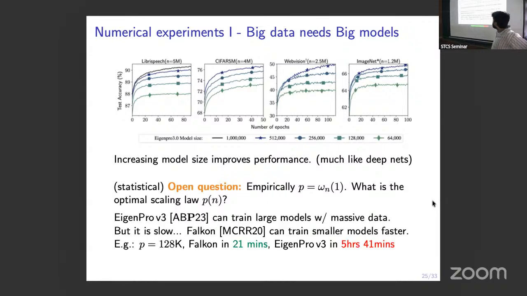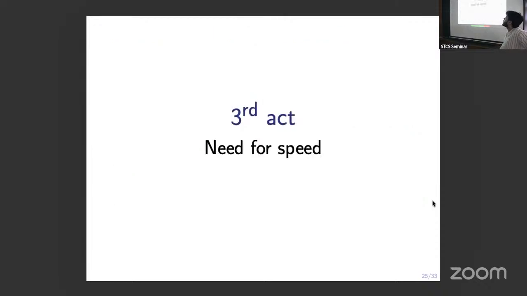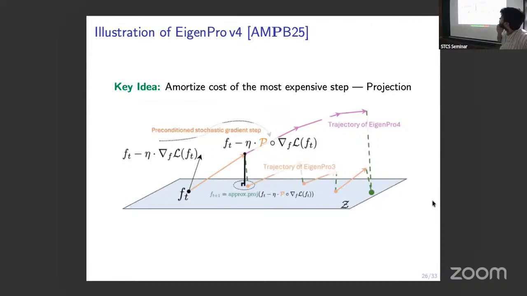We are now at a point where EigenPro version 3 can train models which are very large. But for smaller models, Falcon is still a better algorithm. Just for some numbers, when the model size was 128, Falcon was taking only 21 minutes. EigenPro version 3 was taking 5 hours, 41 minutes. It was extremely slow, but it was a new design idea and it actually led to something better in the next part.